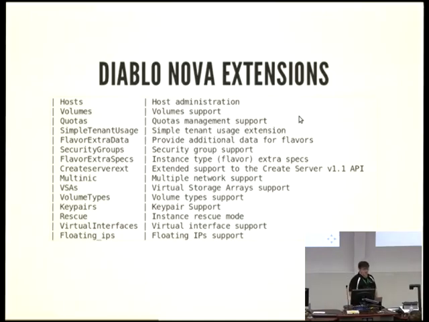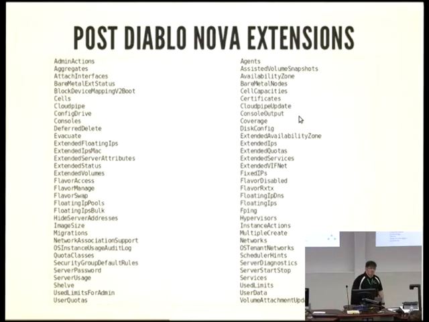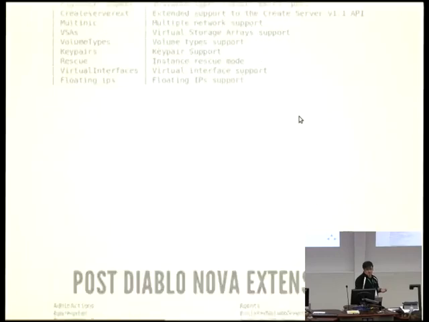But this was Diablo, and it got better in subsequent times. And this is just Nova, so this doesn't talk about the Neutron set of extensions or Cinder's extensions. Heat's got a kind of different model for tackling it. It's got plugins that you can write locally.